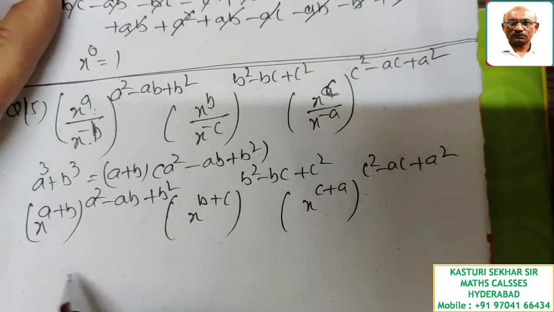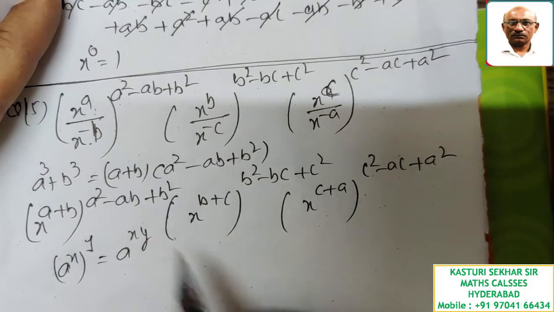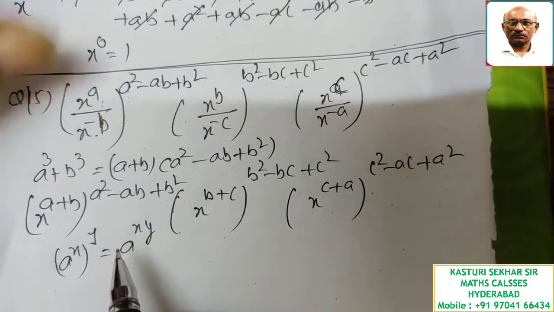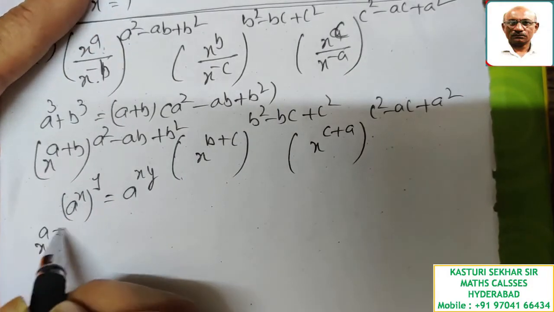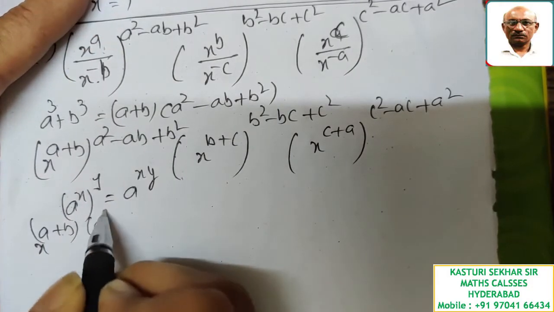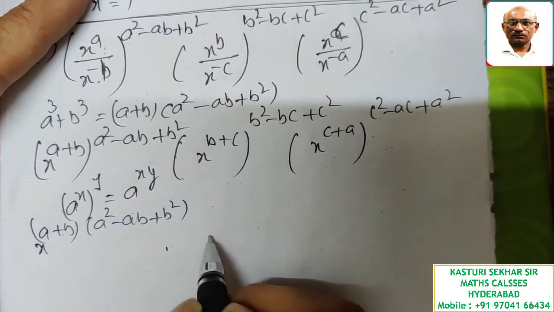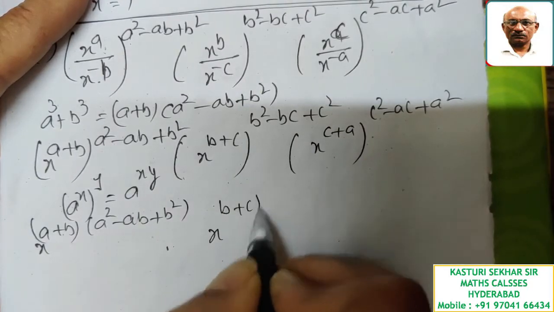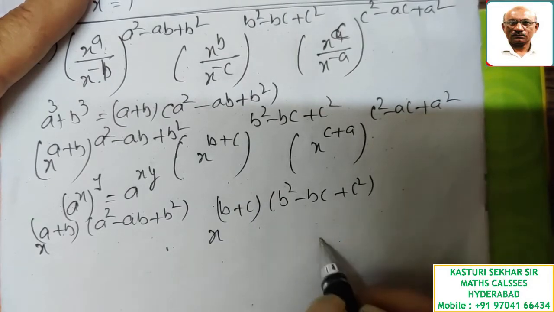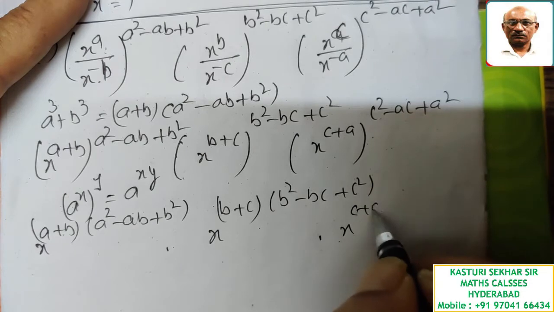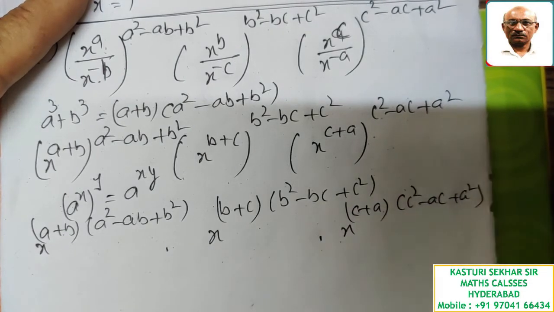Now sir, each term is of the type (a^x)^y, which can be written as a^(xy). So I can write it as x to the power (a+b) into (a square minus ab plus b square), x to the power (b+c) into (b square minus bc plus c square), x to the power (c+a) into (c square minus ac plus a square).